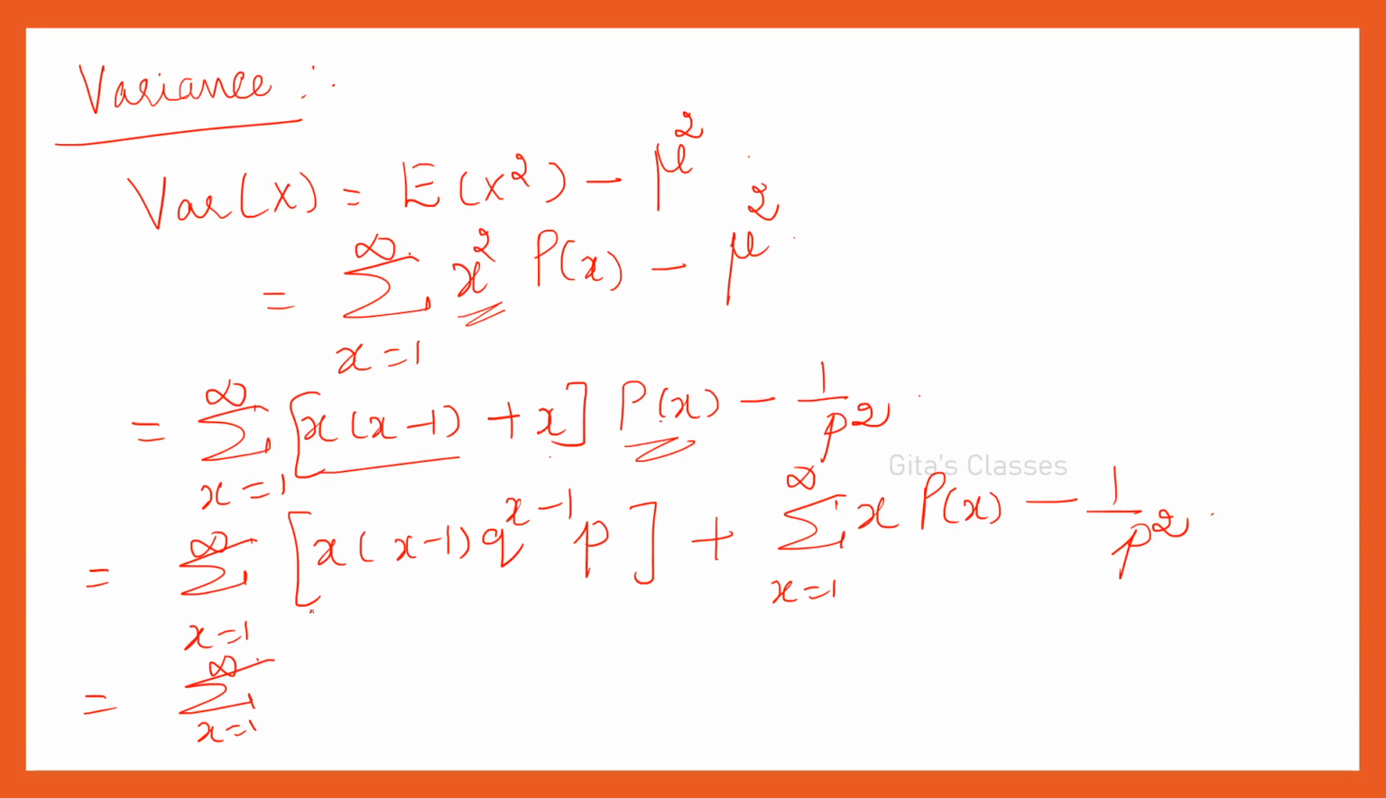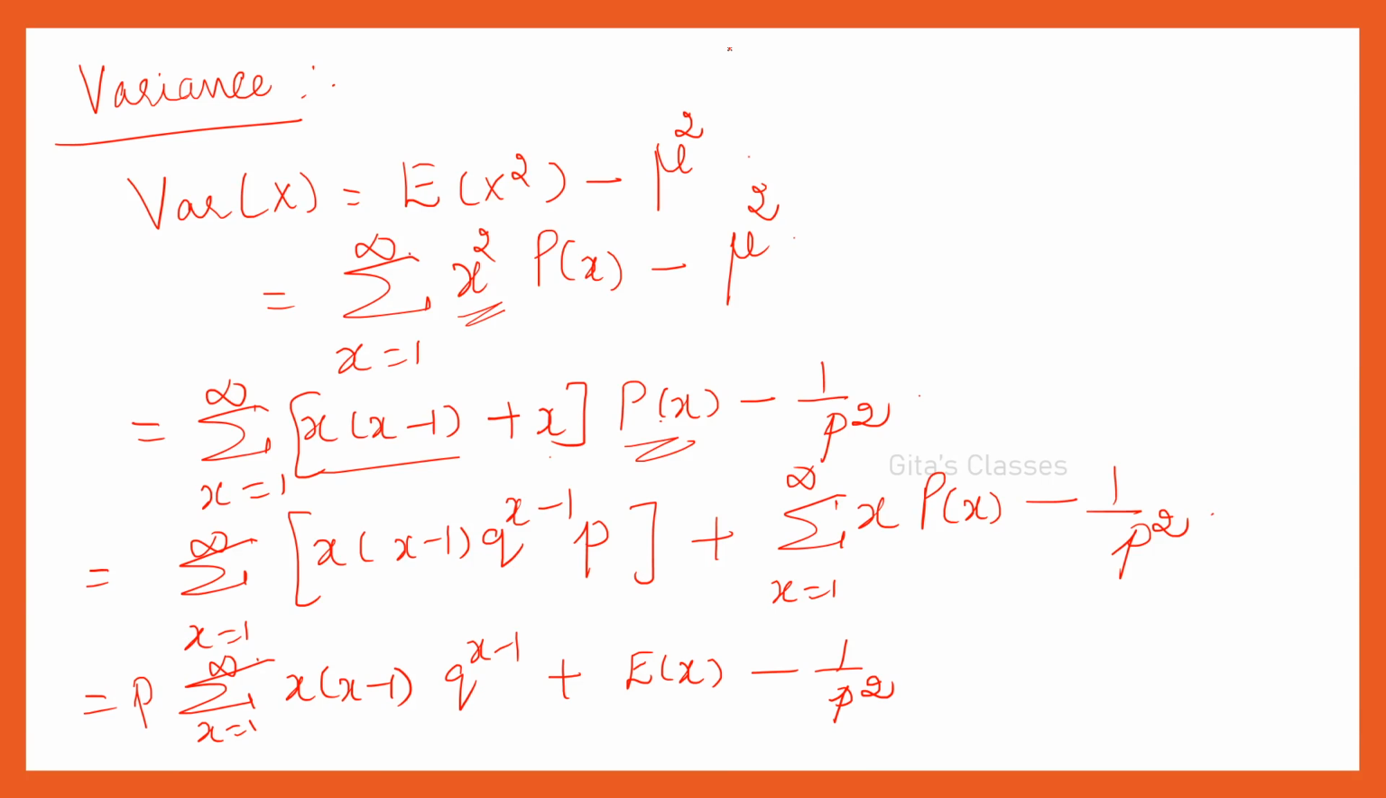Now you substitute x values, or you can write x into x minus 1. In the next page we will write q power x minus 1 into p, which can be taken outside, plus what is this one? 1 by p, or mu you can say. It is nothing but E of x, or mu, minus 1 by p squared. So in the next page we will write this.